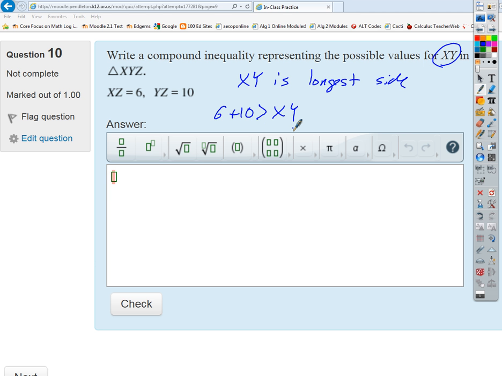Okay, so what if it's not the longest side? That's the other possibility. XY is not the longest side. Then which one is? 10.